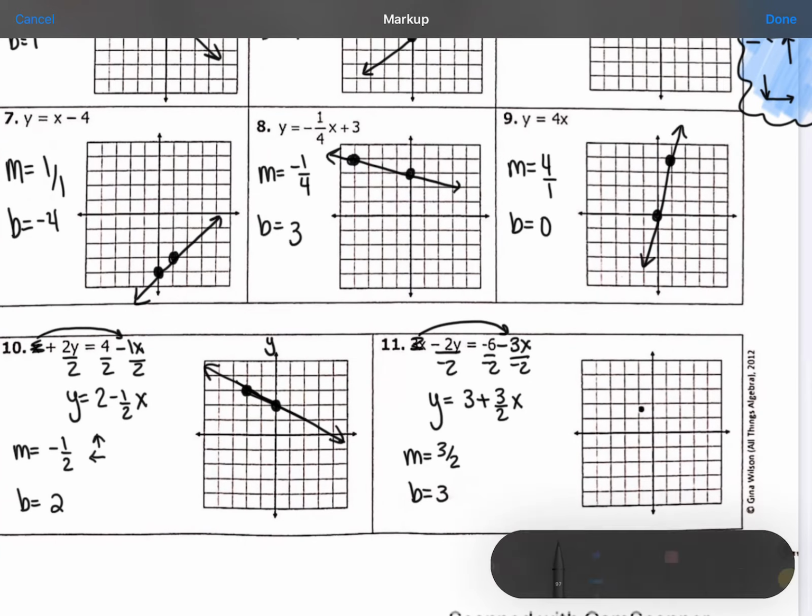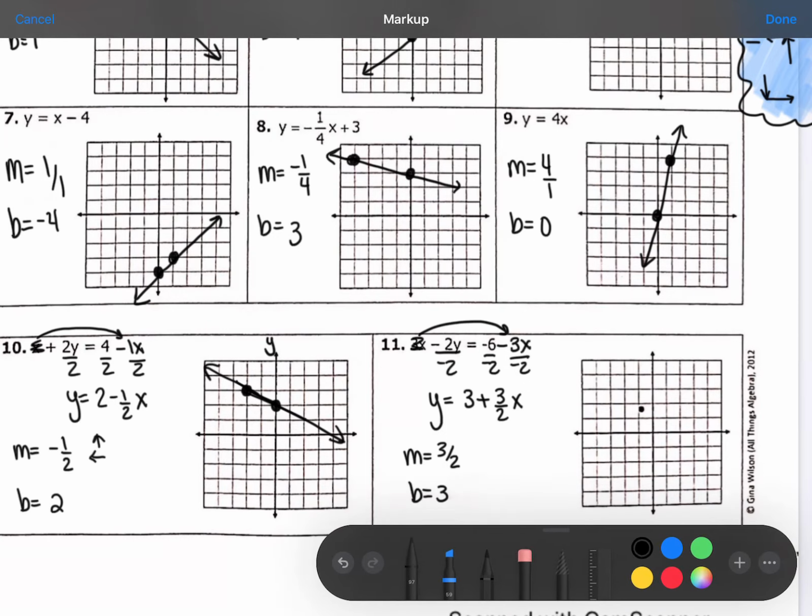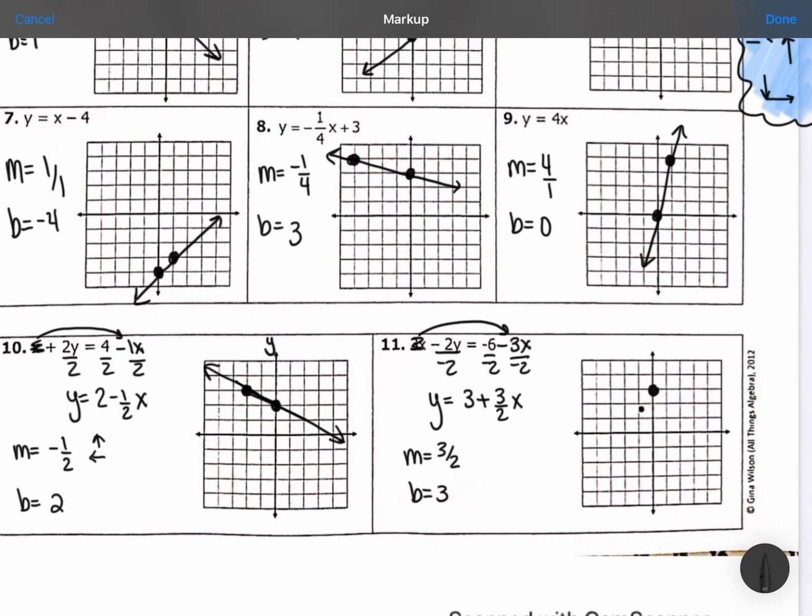So where do I start? I don't know where that random dot came from. It must be on the paper. I'm going to start at positive 3, and then from here I'm going to go up 3 and then to the right because it's positive.